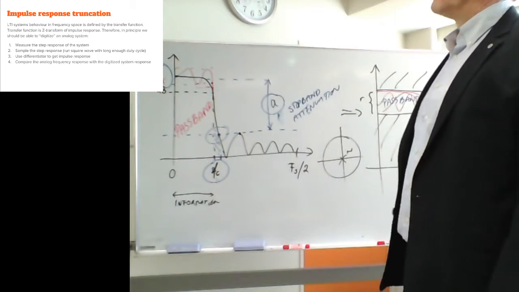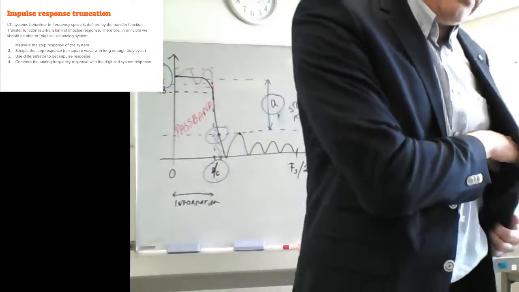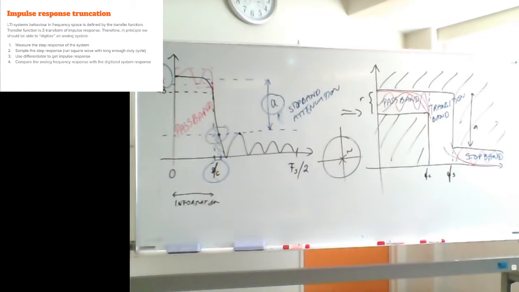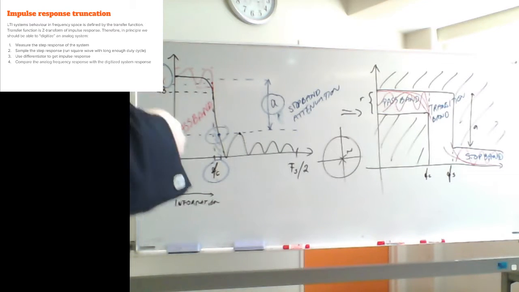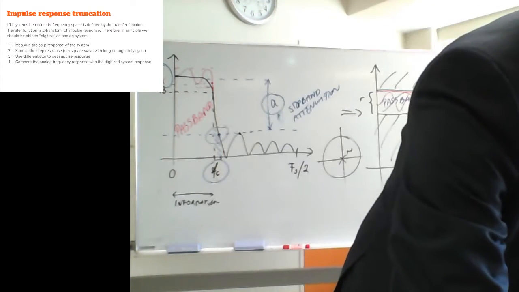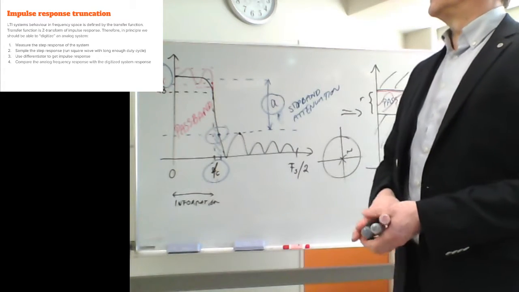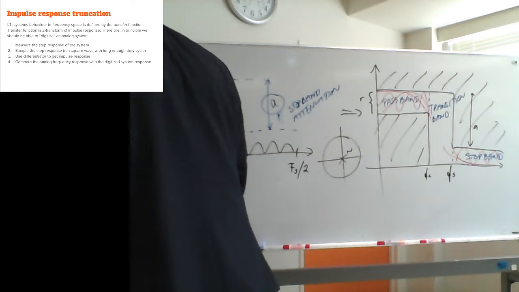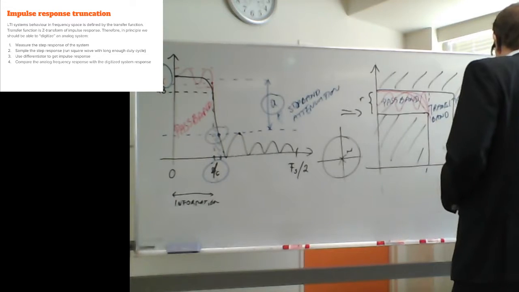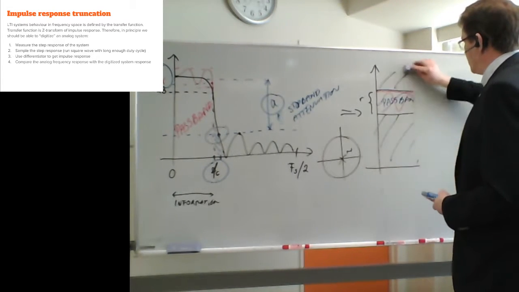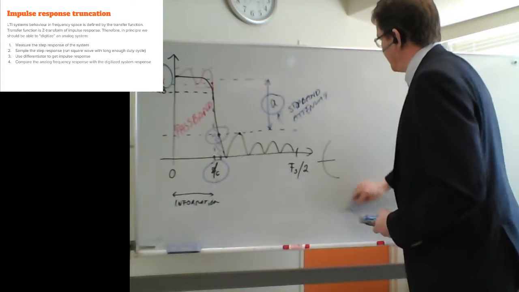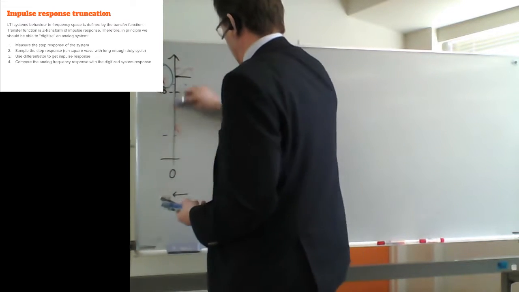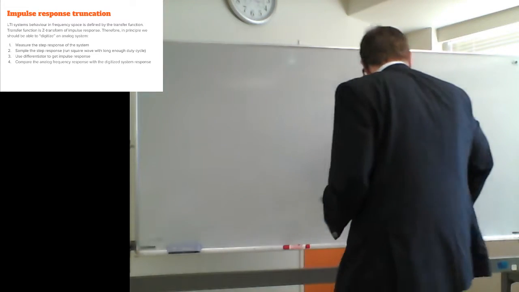So, impulse response truncation, what we are talking about. This is a brute force, crude way of making an estimate of a real life system. A simple way: measure the step response of the system. So we start from the unit step response, meaning you have a signal source, and you run a square wave to a system with low enough frequency.